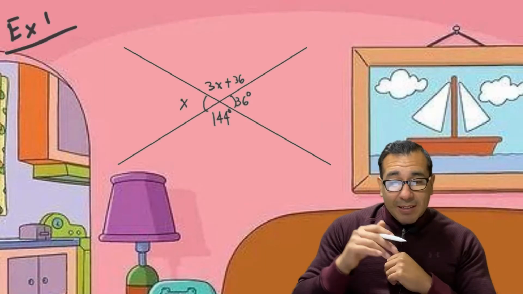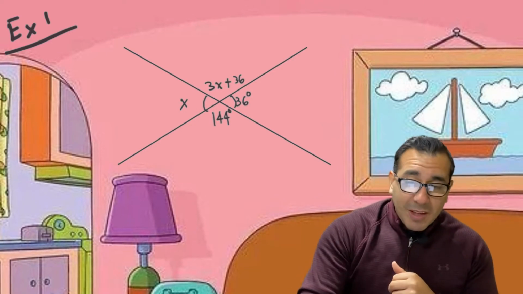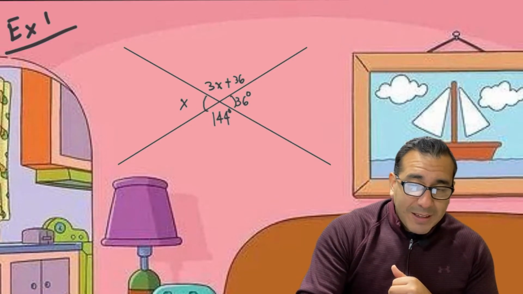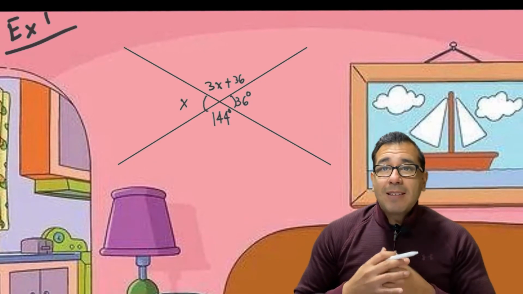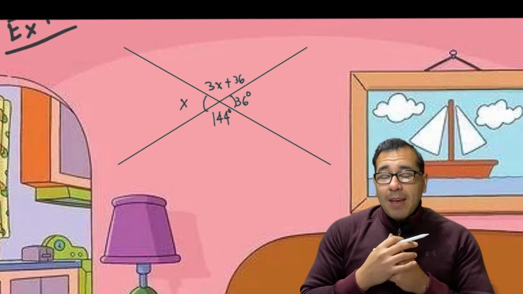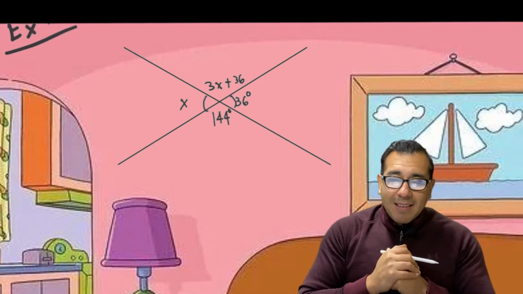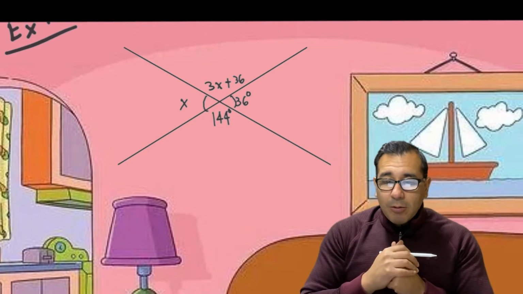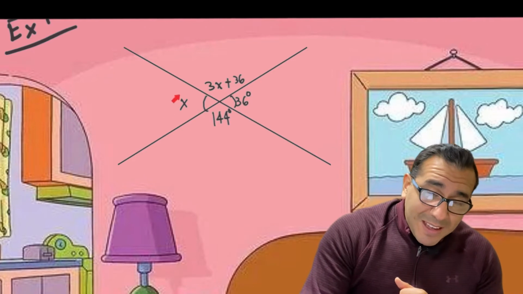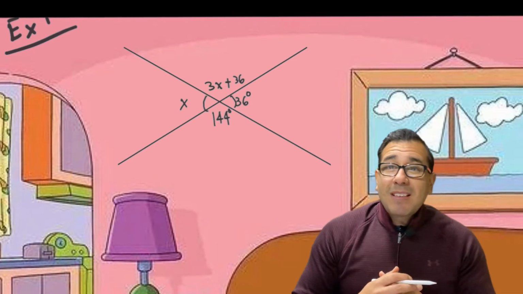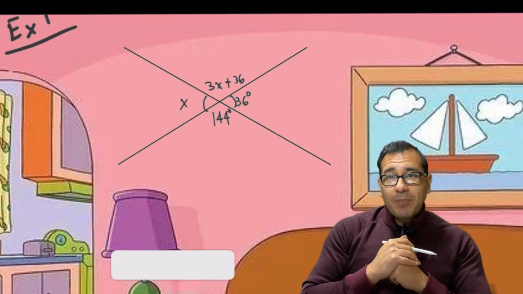All right, mathletes, let's look at this first example. Here we have an example of vertical angles. You're going to see these little markings, one marking on each side, which just tell us that they're equal. We have two intersecting lines, and the opposite angles are equal. So if this angle is 36, then x is going to equal 36, because those are vertical angles, right across from each other.